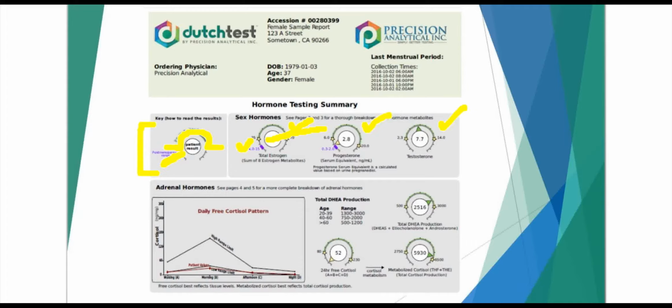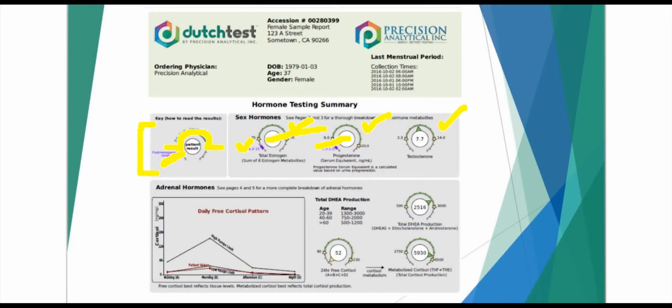And then when you look at progesterone, you can see that it's actually right in between, a little higher than a postmenopausal woman, but lower than a premenopausal woman. So the results are presented so that the graphical representation should tell you most of the information that you need to know about this particular patient.